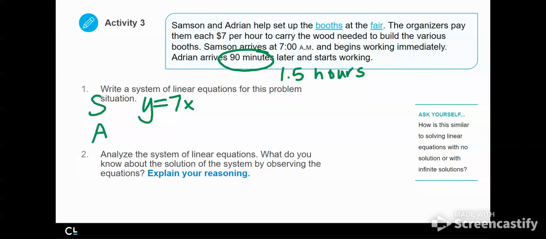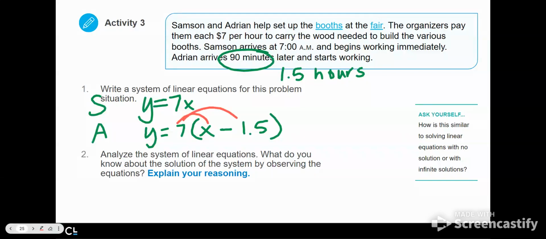So then Adrian's equation is going to be y equals, he's still getting paid $7 an hour, but he works an hour and a half less time than Samson. So I'm writing that as something I'm going to have to distribute. So I need to distribute first. So I get y equals 7x, and then when I distribute that, that's going to be minus 10.5.